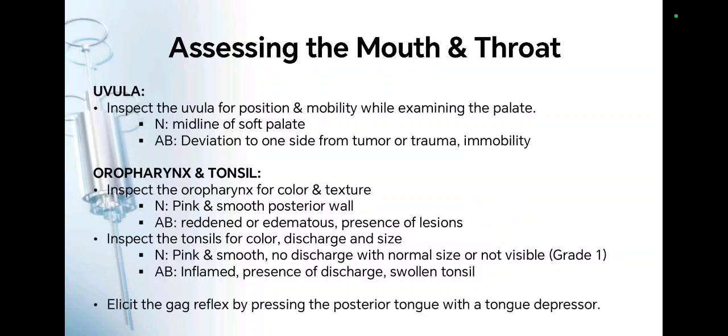Now, elicit also the gag reflex by pressing the posterior tongue with the tongue depressor. By assessing the gag reflex, you also check the vagus nerve and the ability of the patient to swallow.